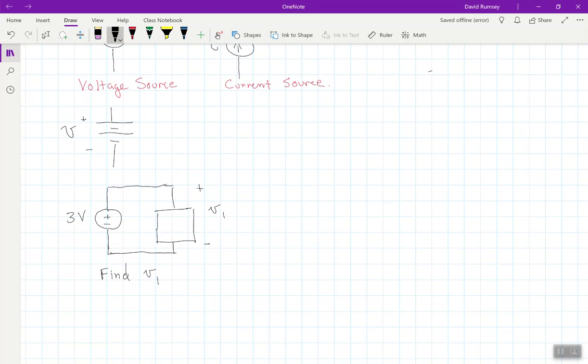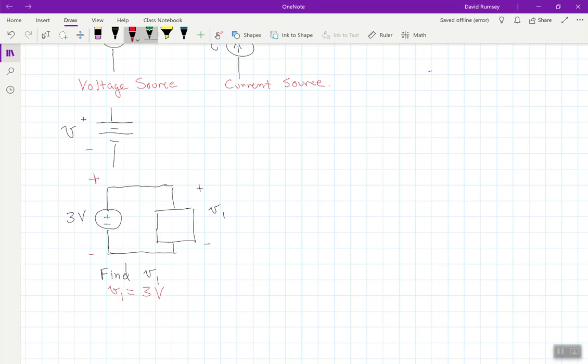But for now, we can just look at it as, well, we have two items here, and because the plus and minus of my voltage source, because these pluses match up like this, we would get that V1 is equal to 3 volts, because it's in the exact same configuration.